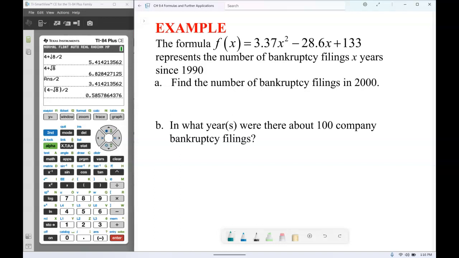So we have a formula for the number of corporate bankruptcy filings x years since 1990. f of x models the number of bankruptcy filings x years since 1990. We want to find the number of bankruptcy filings in 2000. What am I solving for? f of x. Bankruptcy filings is represented by f of x. What does x represent? Years since 1990. The year 2000 is 10 years after, so x equals 10. So we need to evaluate f of 10: 3.37 times 10 squared minus 28.6 times 10 plus 133. Go ahead and evaluate.